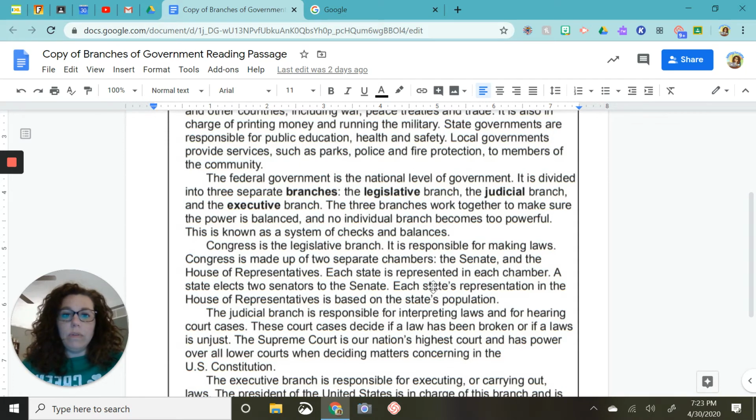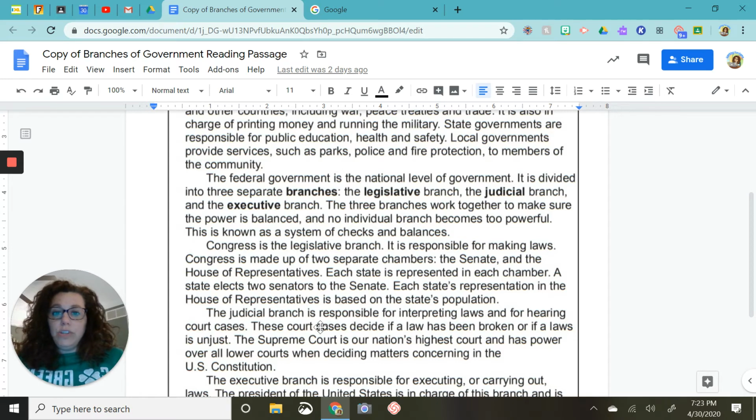Each state is represented in each chamber. A state elects 2 senators to the Senate. Each state's representation in the House of Representatives is based on the state's population. And just so you know, Indiana has 11.